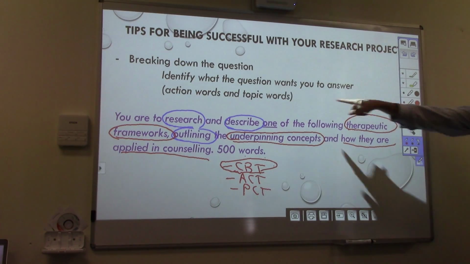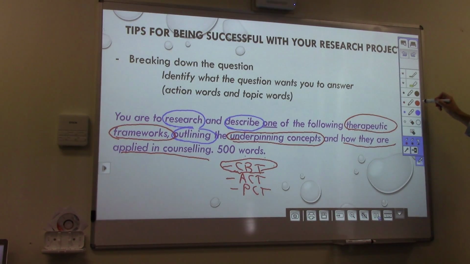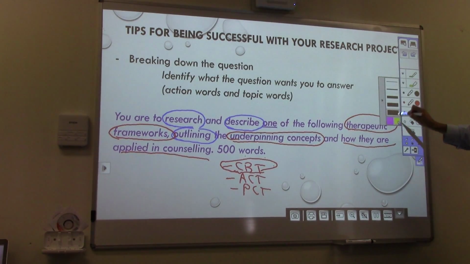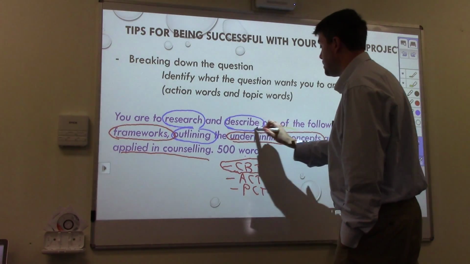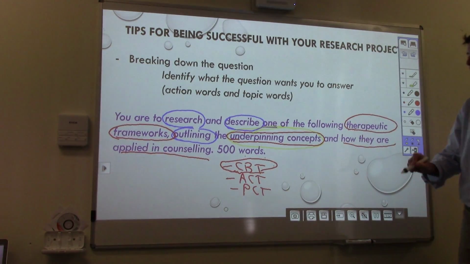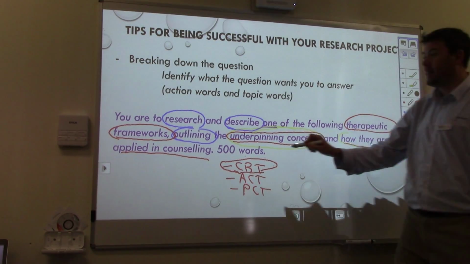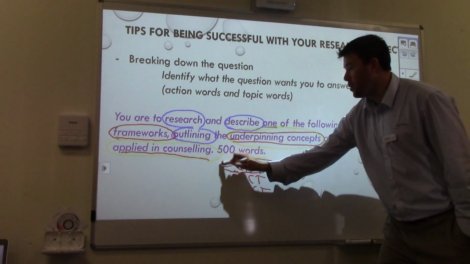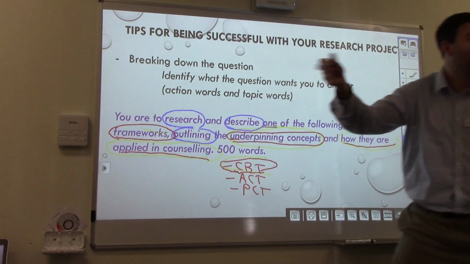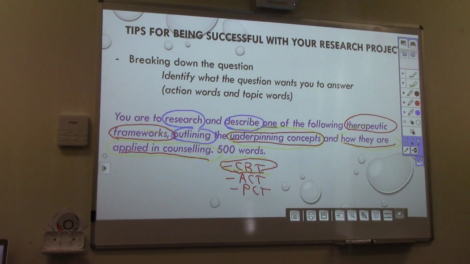Here's my advice. Once you've identified the topic words, I would make those things, or probably most of them, your headings in your research project. So I know I'm talking about the underpinning concepts, so I'll make that a heading. I know I'm talking about how they are applied in counselling, I'll make that a heading. Obviously, CBT or therapeutic framework is your overall topic. So you're not going to necessarily give that a heading, but you'll probably describe it in general in your introduction.